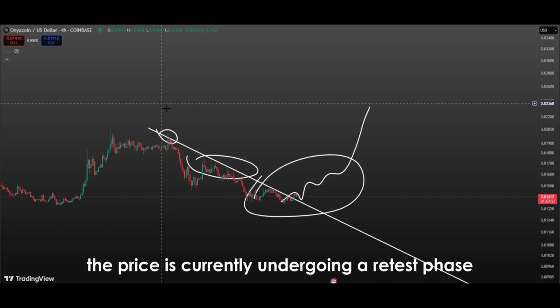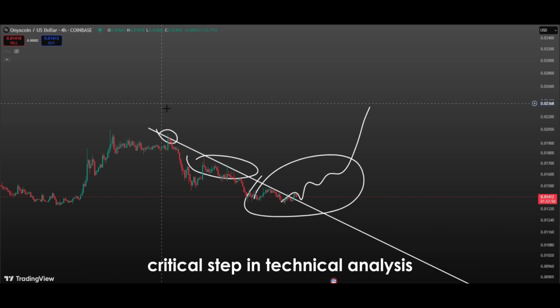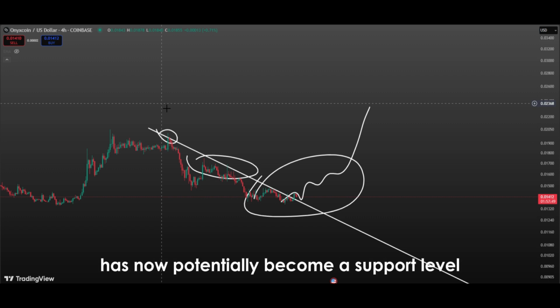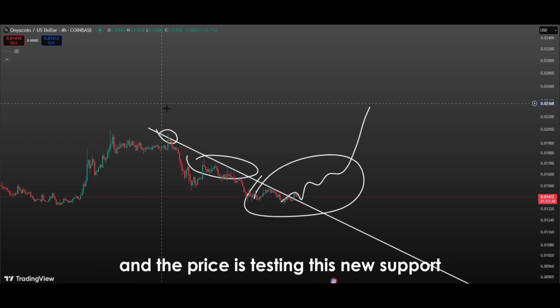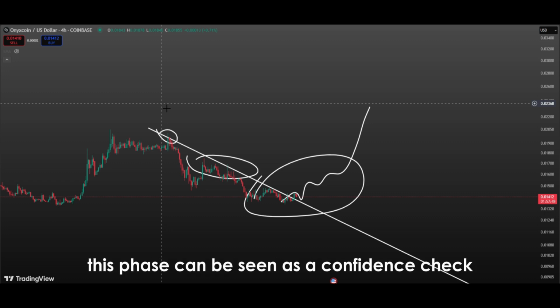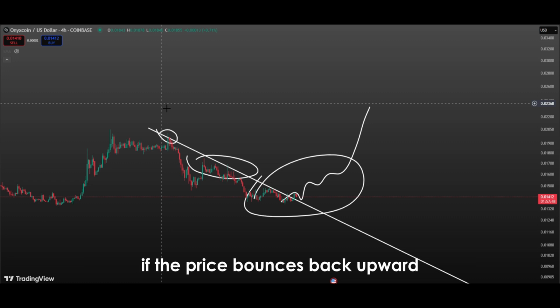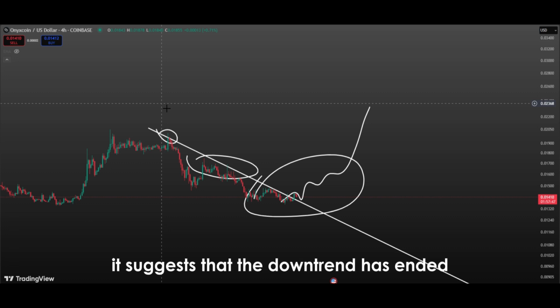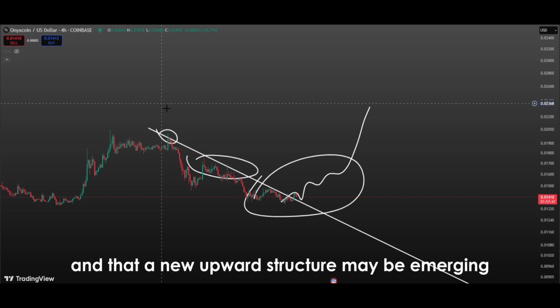Following this breakout, the price is currently undergoing a retest phase. Retesting is a critical step in technical analysis. The broken trend line, which previously acted as resistance, has now potentially become a support level, and the price is testing this new support. This phase can be seen as a confidence check. If the price bounces back upward after touching this line, it generates a strong technical signal. It suggests that the downtrend has ended and that a new upward structure may be emerging.